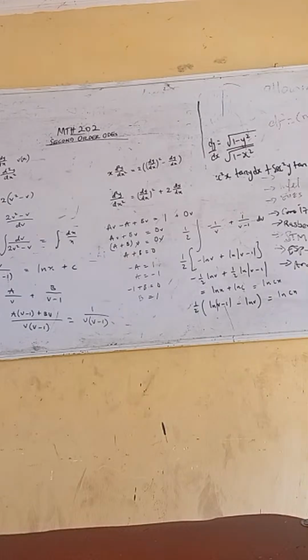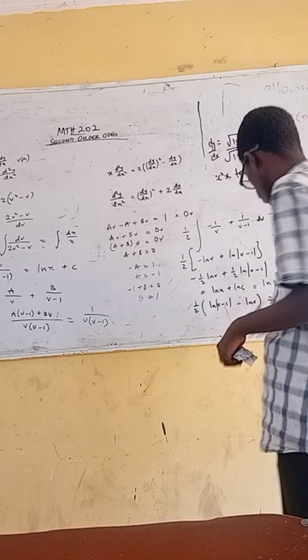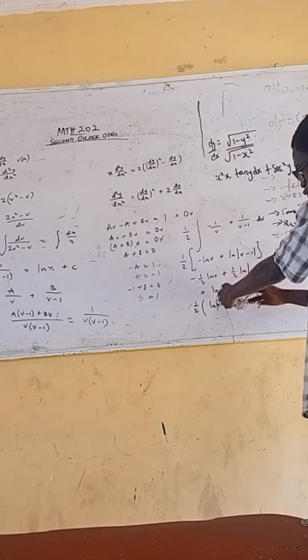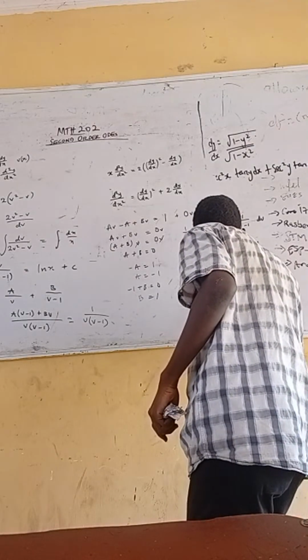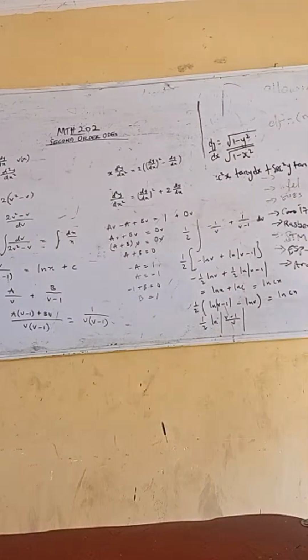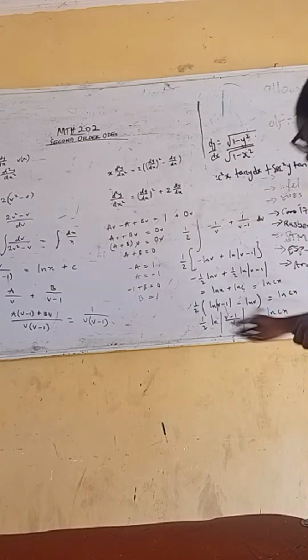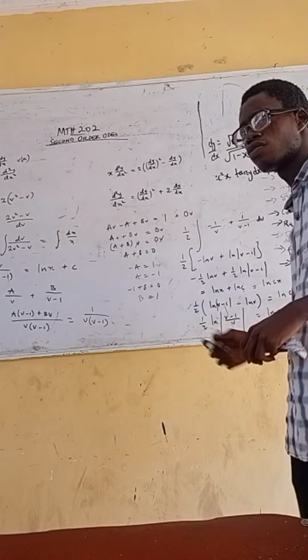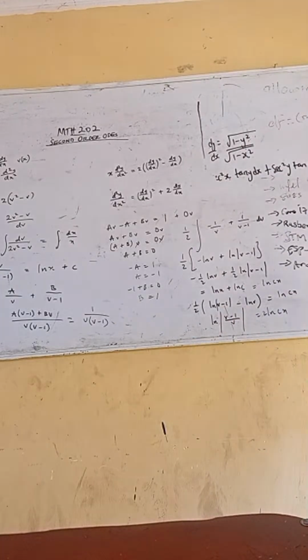Now, the difference of logarithms: when it was a plus, we turned it to multiplication, and for a minus it becomes division. So I have 1 over 2 ln of v minus 1 over v, equals ln Cx. Now I can multiply by 2. Let me multiply by 2. These two can still leave here and come here.